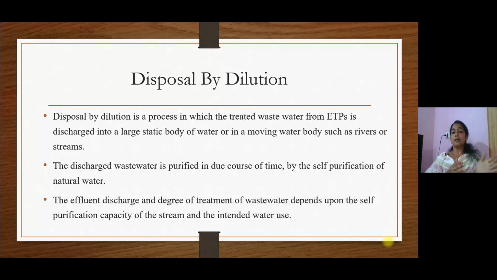And the discharged wastewater, that is the wastewater coming from the effluent treatment plant, is purified in due course of time, mixing with this river water, and self-purification will happen due to this dilution or mixing. The effluent discharge and the effluent treatment, that is the degree of effluent treatment, will depend upon the self-purification capacity of the river or the water body.